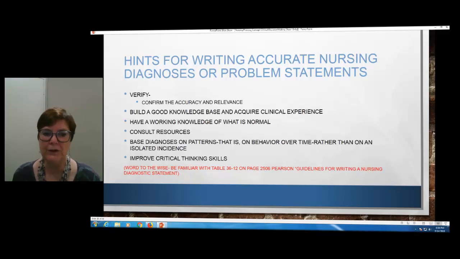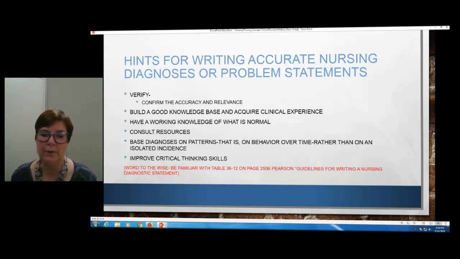You have to be willing to consult resources to find evidence-based practice or the best practice. If you're not sure about a set of cues or symptoms, then you need to consult resources and ask and research it. We want to base our diagnoses on patterns, and that is on the behavior over time rather than on a single isolated incident. That's why we're going to verify, we're going to assess, we're going to reassess.